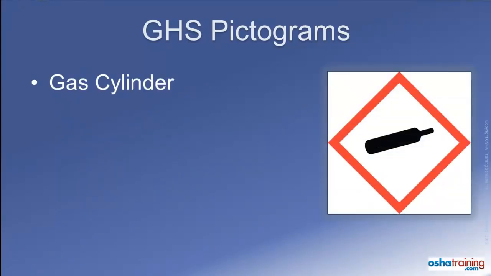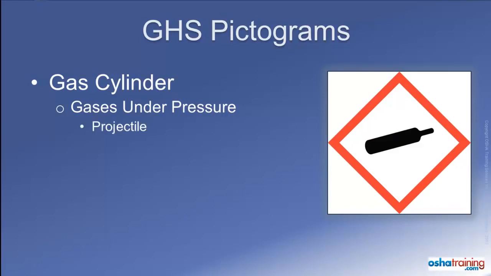The compressed gas cylinder will appear on labels of cylinders of compressed gas under pressure. Care must be taken when handling these cylinders because in the right conditions, a broken regulator or valve can cause the cylinder to become a projectile. Also, when a compressed gas leaks into an enclosed space, such as through a leaking hose or cracked valve, the gas can fill up the space and cause an oxygen-deficient atmosphere.